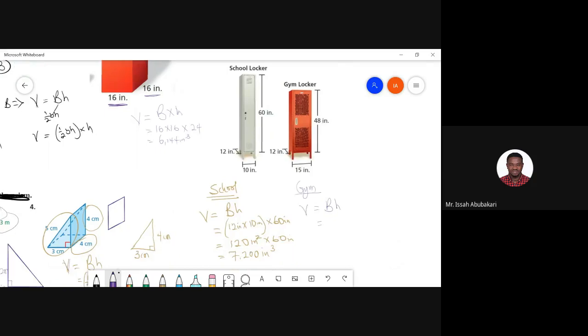So at the end, we are going to have 12 inches multiplied by 15 inches, and that will be the base area. We multiply that by the height, which is 48 inches. So the base area is 12 inches multiplied by 15 inches, which is 180 inches square, multiplied by 48 inches. And the final answer should be what? 8,640 inches cube.